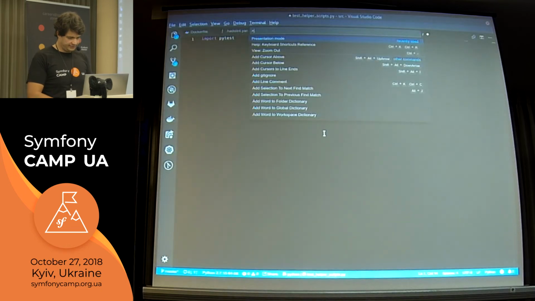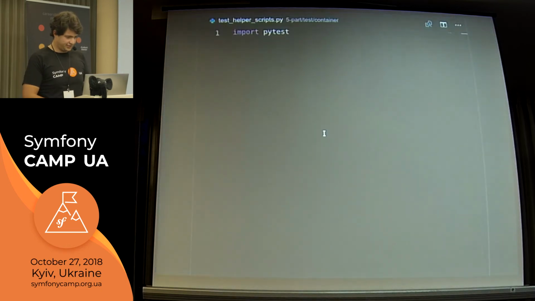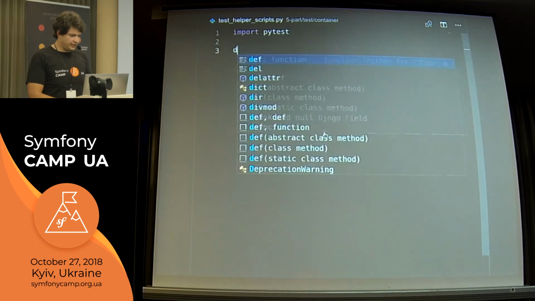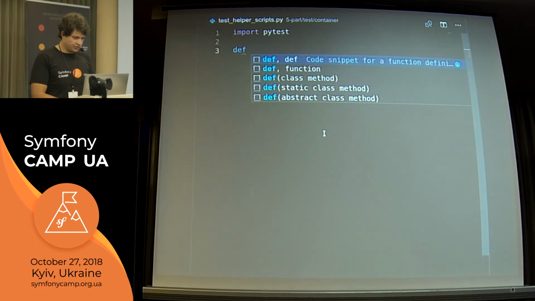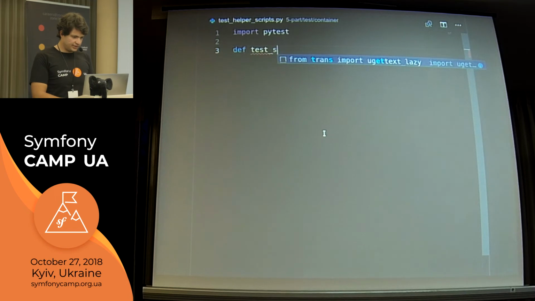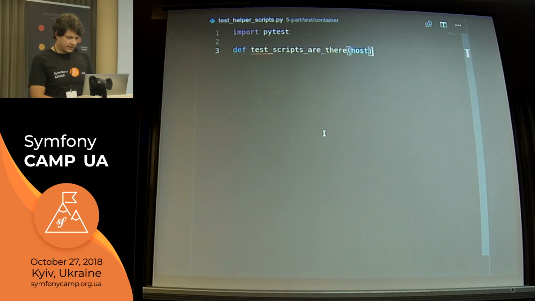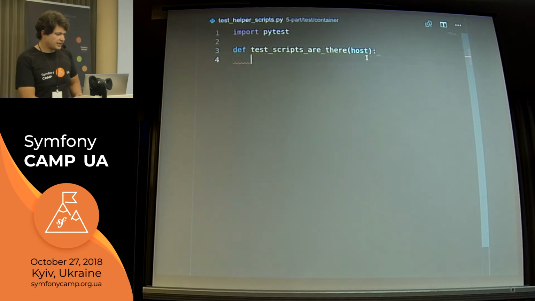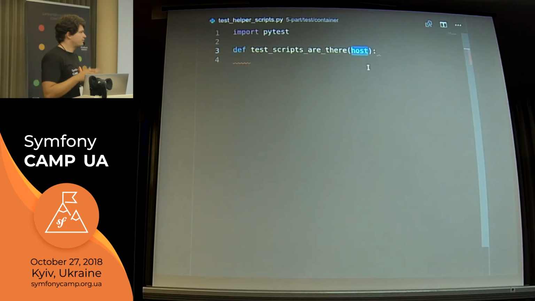Oh, sorry again. Every time I press ask, it leaves the presentation mode. We are going to create a new function, which is going to be a test. So it's going to be test scripts are there. And we have to pass one thing inside, which is this host. Host is basically going to be the connection you are giving to it, like the running machine, the running computer, the running container, whatever you have.